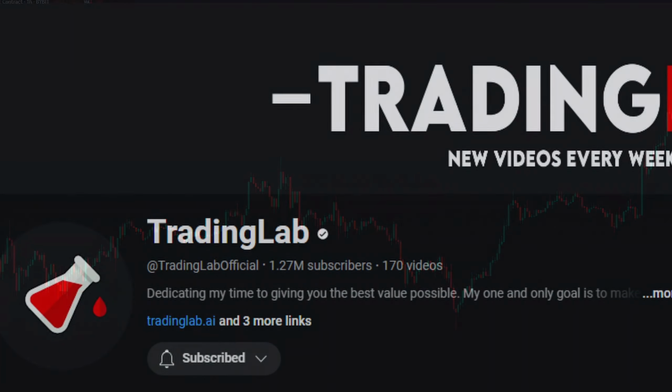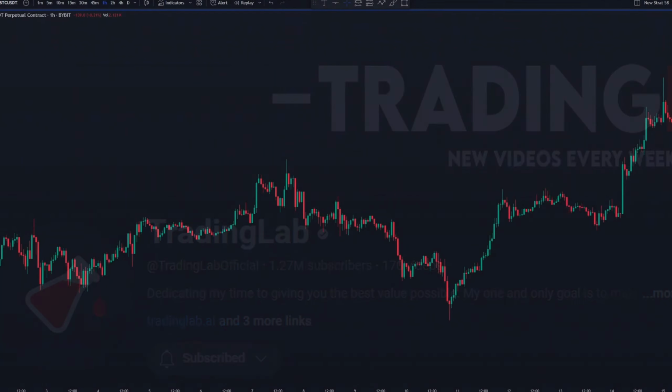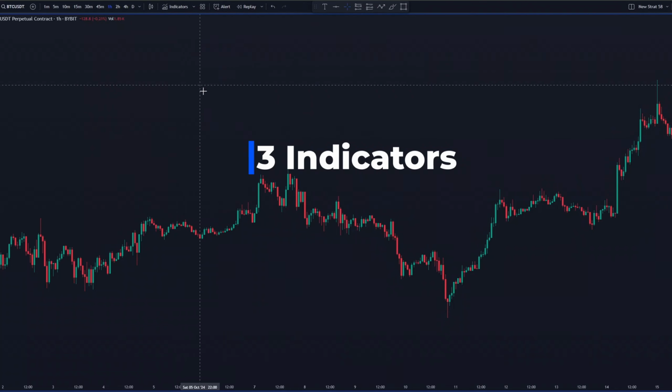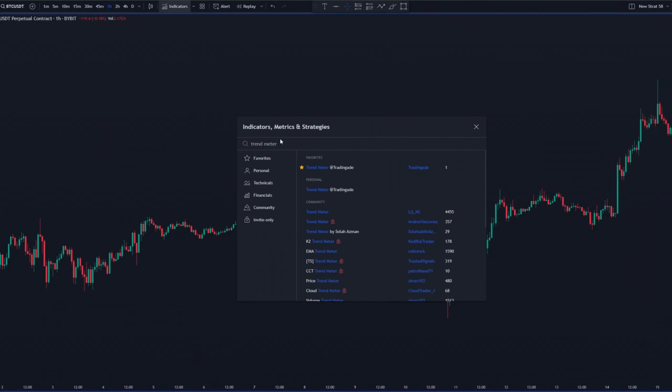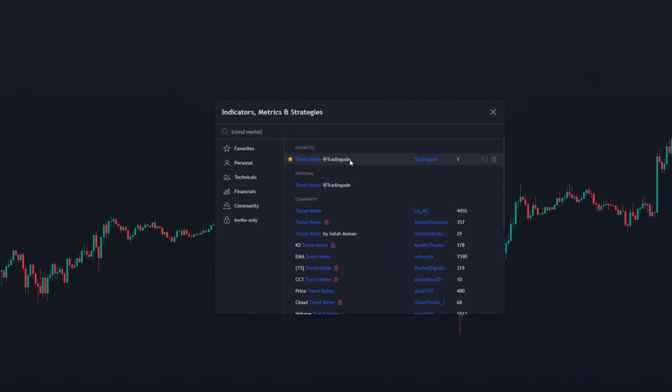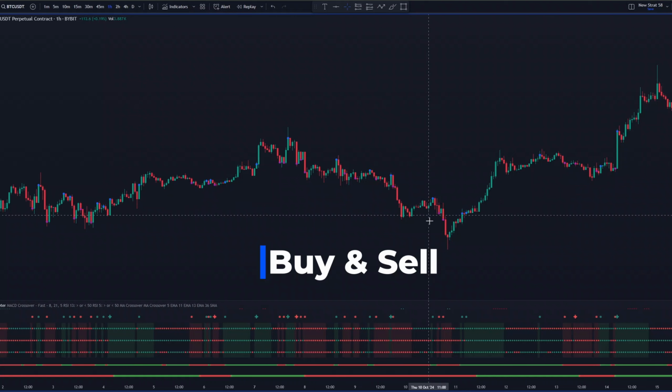A big shout out to Trading Lab for making this strategy available. As he explained in his video, we're gonna use 3 indicators. The first is the trend meter. The original indicator is this one by Lish MC, but we're gonna use a modified version by TradingGate that makes it easier to spot buy and sell signals.